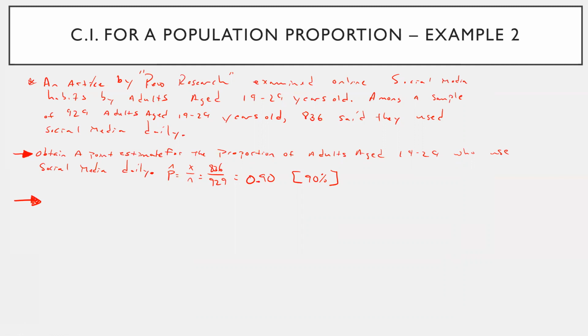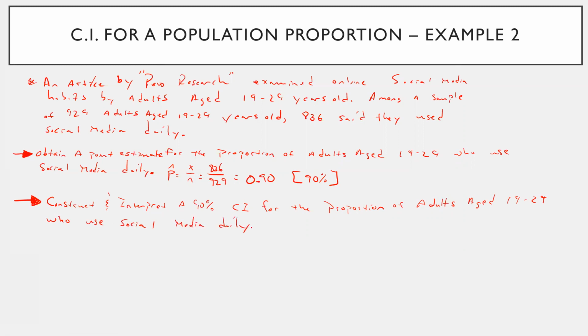All right, so now let's do the following. Now let's construct and let's interpret. Let's do a 90% confidence interval for the proportion of adults aged 19 through 29 who use social media daily.